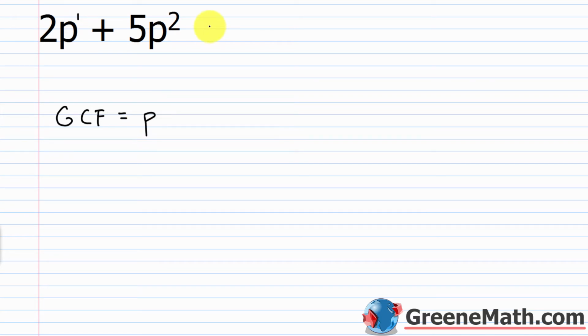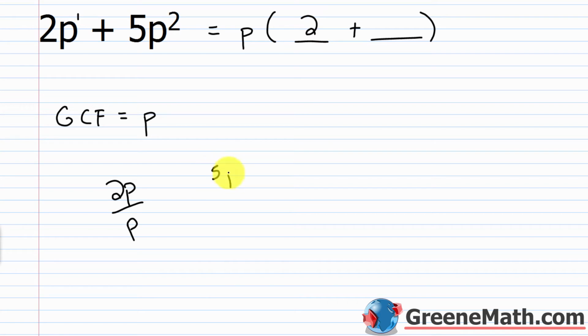All right, so to factor this guy out, again, I'm going to put p outside of a set of parentheses. So inside, what am I going to use to fill these two spaces? Again, I can do it two ways. I can divide 2p by p. That's going to give me 2. And then I can divide 5p squared by p. That's going to give me, this will cancel with this, 5p. So 5p.